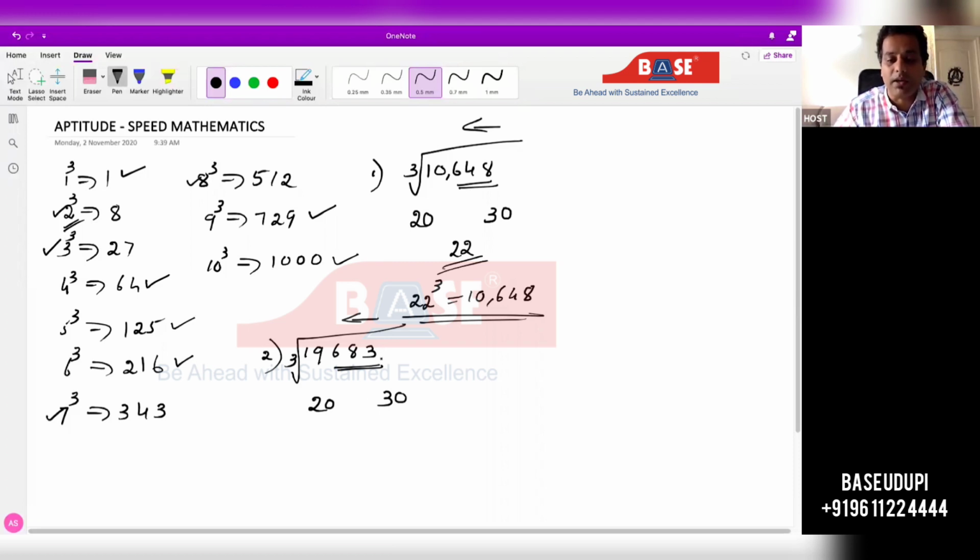But this time the number ends with 3. Any number which ends with 3, the cube root of that particular number ends with 7. So between 20 and 30, the number which ends with 7 is 27. So the cube root of 19,683 is 27.